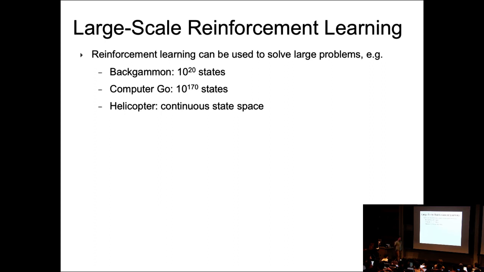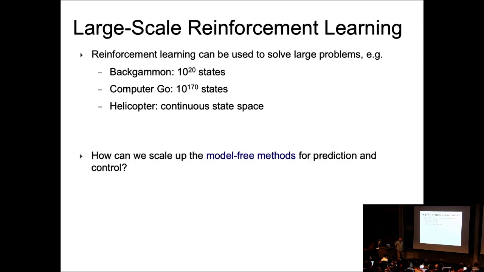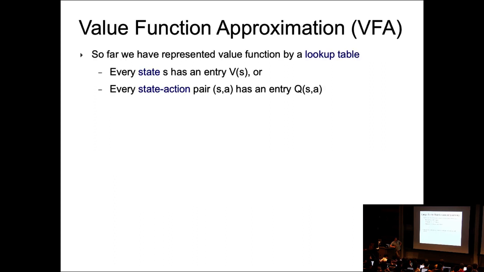Or think about controlling a helicopter. You basically have a continuous state space. So discretizing the state space into bins will obviously introduce some discretization error, and it's very difficult to deal with by just discretizing the continuous space. So how can we scale up model-free methods for prediction and control?